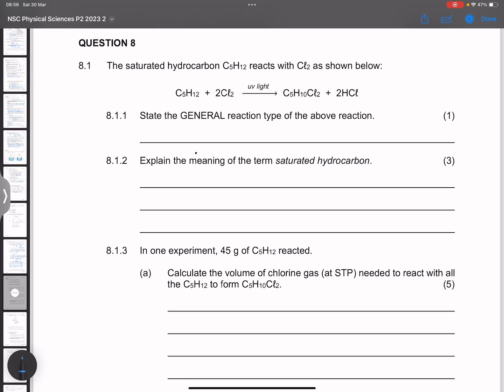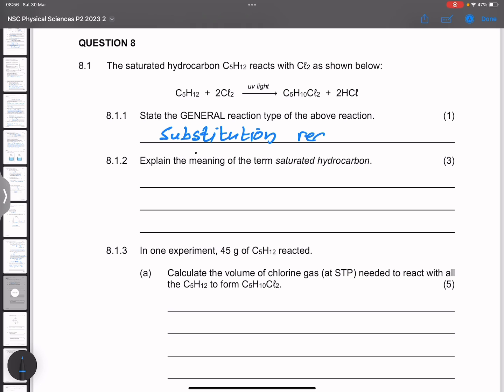And so we begin with question 8. They say to us the saturated hydrocarbon C5H12 reacts with chlorine as shown below. They say state the general reaction type for this reaction. Now, first of all, two things that you should notice. One, there's UV light, so it tells you that this is not a spontaneous reaction. And secondly, we've got an alkane, so this is a saturated hydrocarbon. We do know that when they react with halogens, they undergo a substitution reaction. So that would be a substitution reaction.